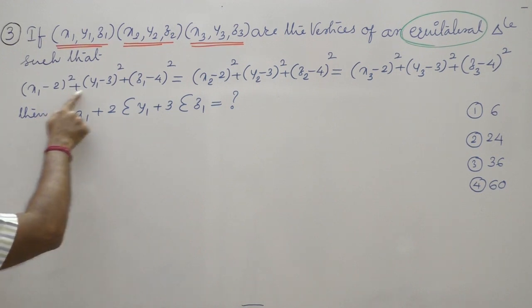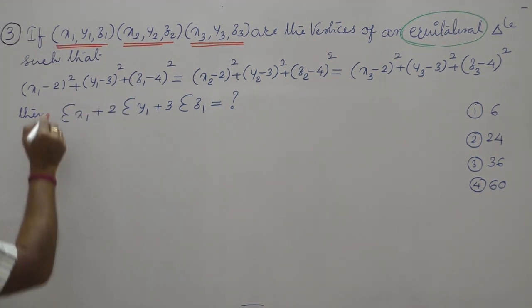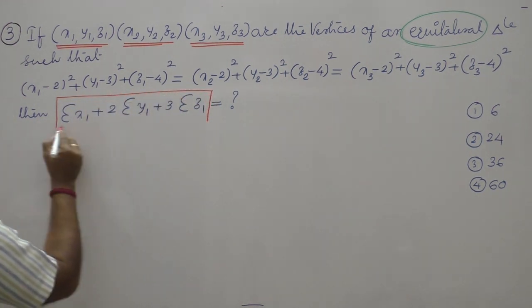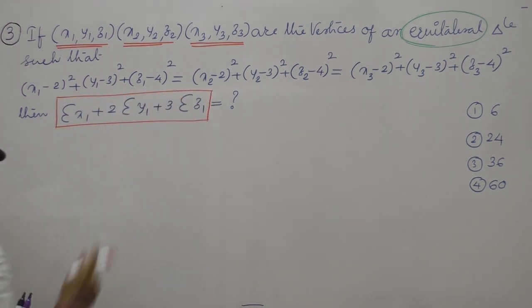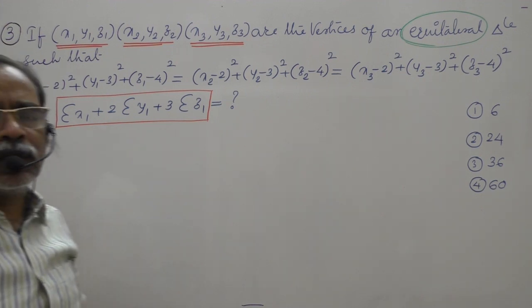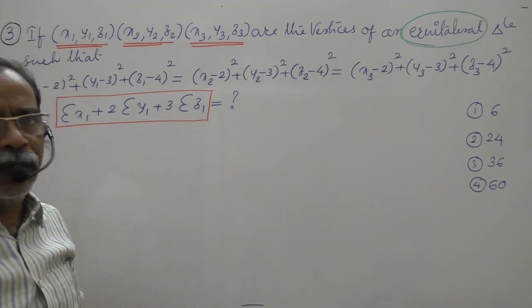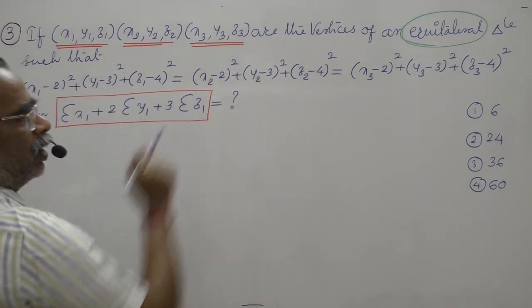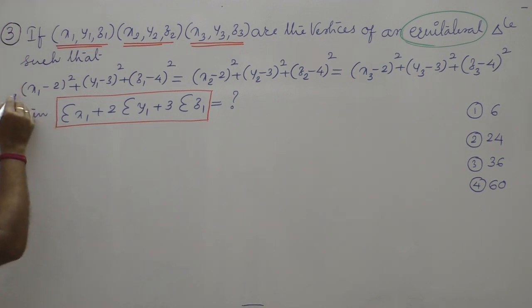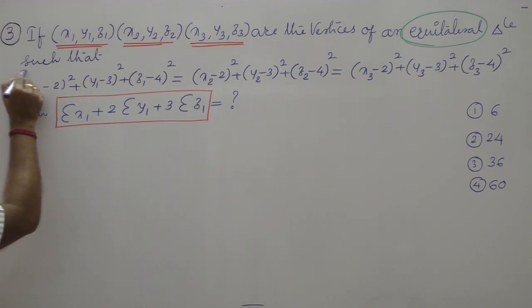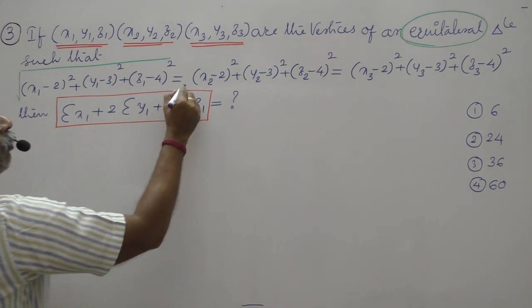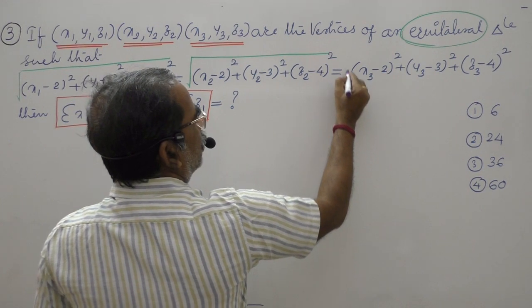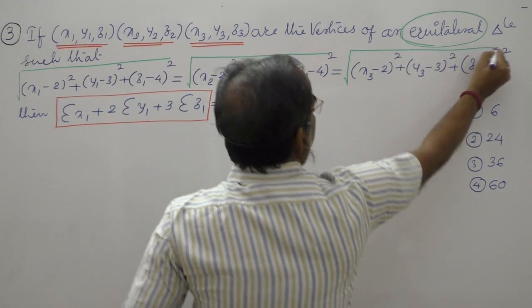So you please observe this. Here we have to find this value: what is the value of sigma x1 plus 2 into sigma y1 plus 3 into sigma z1. Sigma means summation. Okay. So you please see this. These 3 are given equal. If 3 numbers are equal, then their square roots are also equal. Square root of this is equal to square root of this is equal to square root of this.